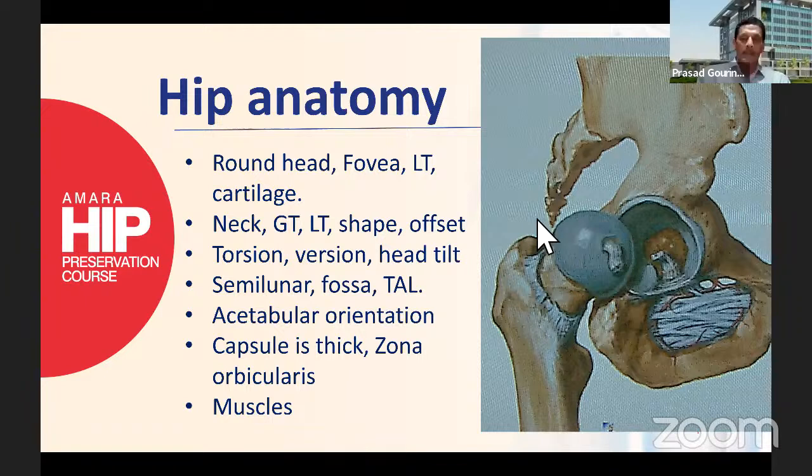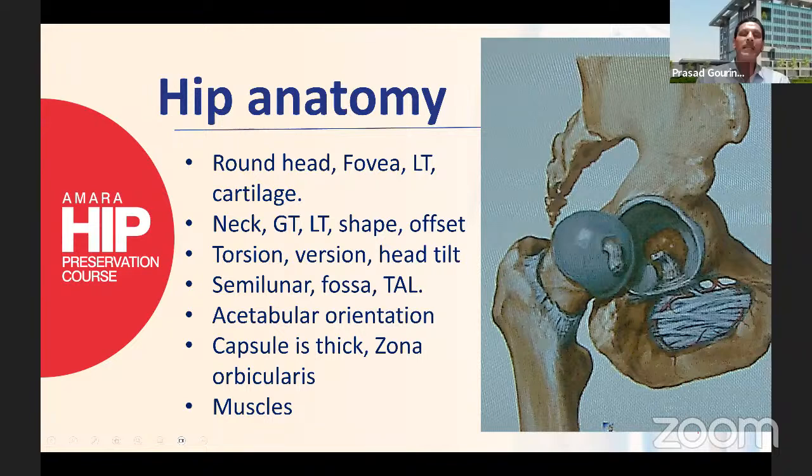The capsule also has a constriction called the zona orbicularis. The function of the capsular constriction is to stabilize the head. It resists distraction of the hip when you pull on it. So it stabilizes initially. And then the muscles all around, the important ones for hip function, are the abductors. We don't have good abductors. Even native hips don't work very well, but total hips definitely will not be stable.